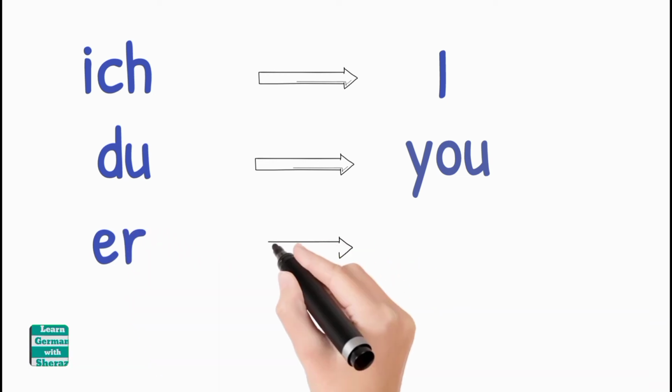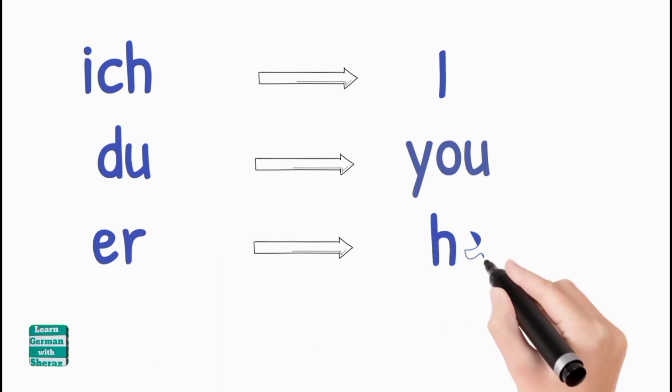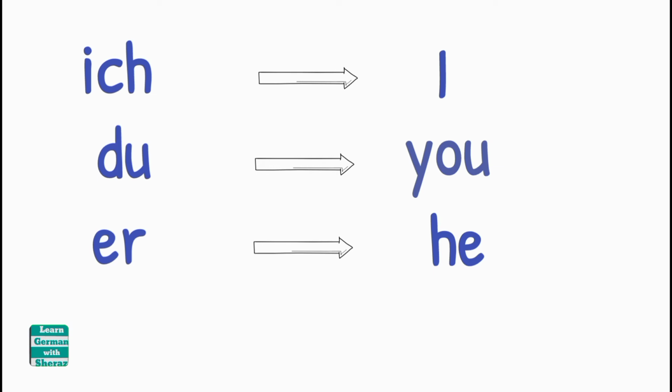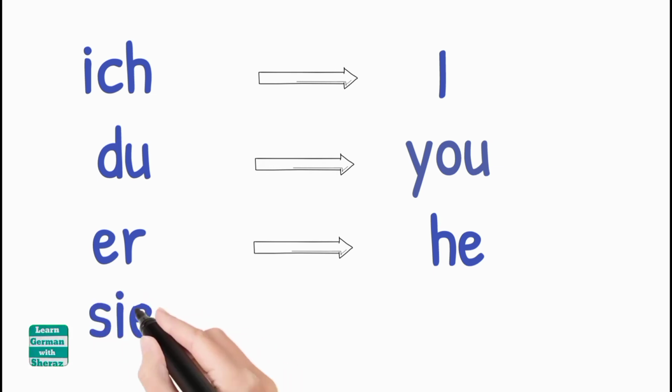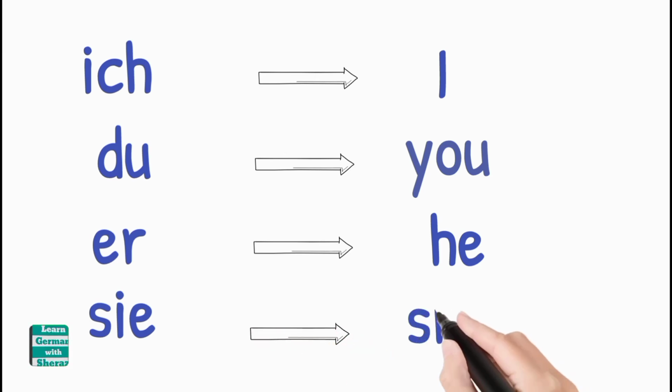Next one is er. It means he. It can be a boy, also a man or an elder. So they don't have any distinction for small or big. It's just er and sie. Sie for she, for girls, for women. And we have another sie for learning. This we'll learn in the next few topics.